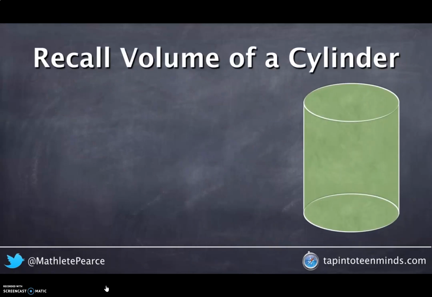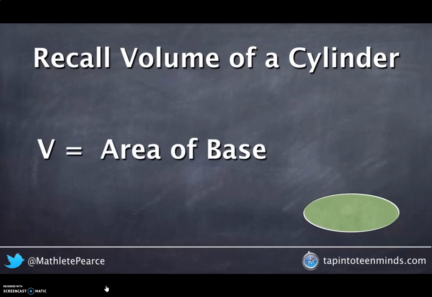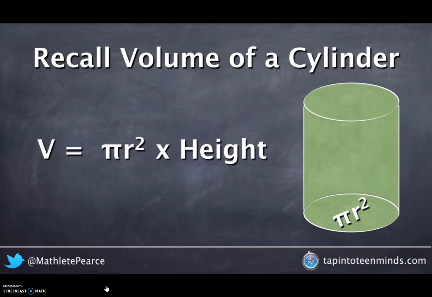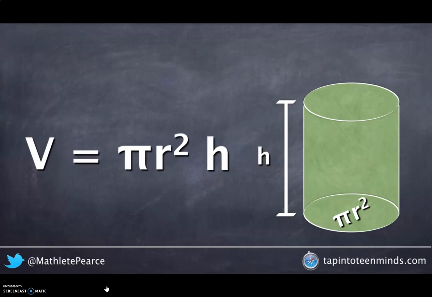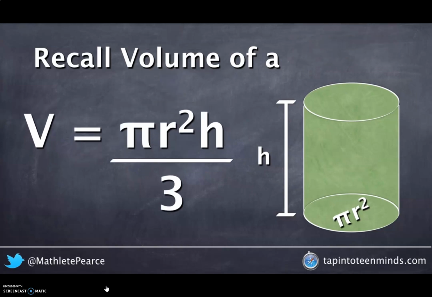So we'll now go back to recall the volume of a cylinder. And if we remember, the area of the base is pi r squared, since the area of a circle is pi r squared, and we can get the volume of that cylinder by multiplying by the height. We later learned that to get the volume of a cone, we would take the volume of the cylinder with the same height and same radius and simply divide it by 3.